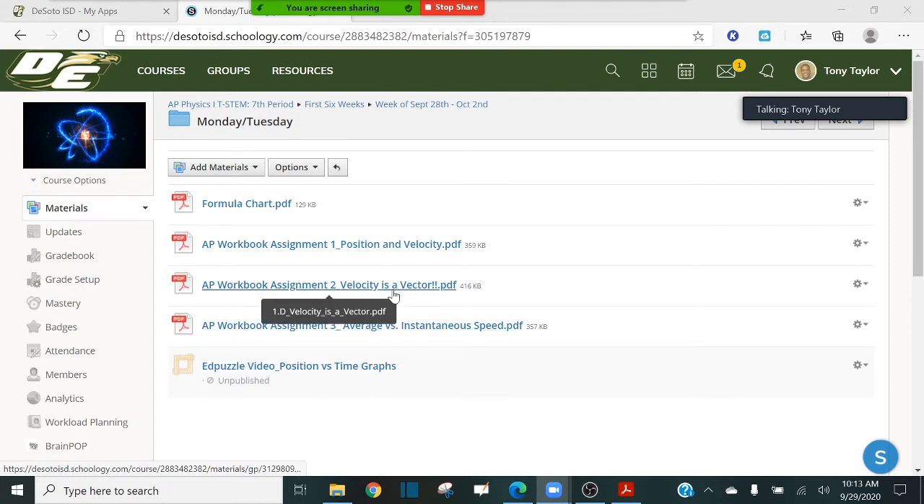Basically, I'm going to tell you which ones to take a picture of and turn in as proof to me that you did it. So be sure that you have some sort of folder or binder to keep these pages in as we go through them throughout this course.